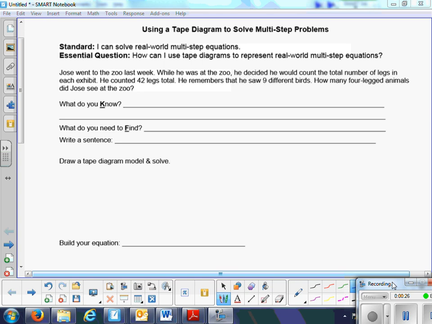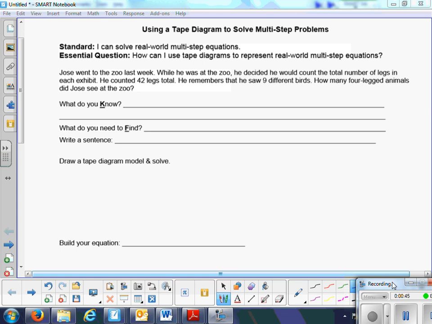So let's go ahead and read our word problem first. Jose went to the zoo last week. While he was at the zoo, he decided he would count the total number of legs in each exhibit. He counted 42 legs total. He remembers that he saw 9 different birds. How many four-legged animals did Jose see at the zoo?